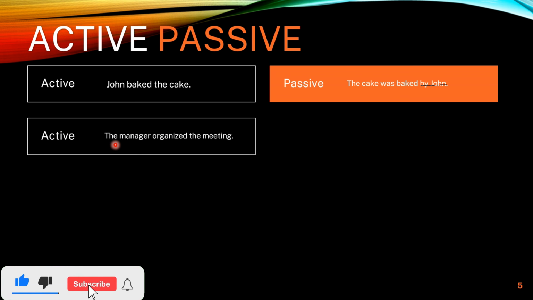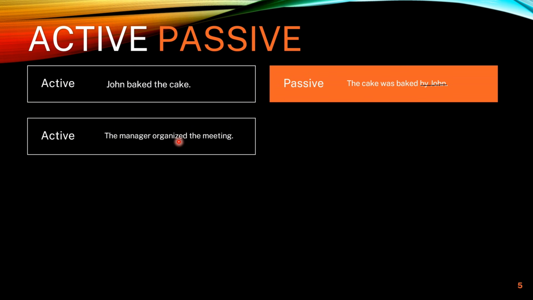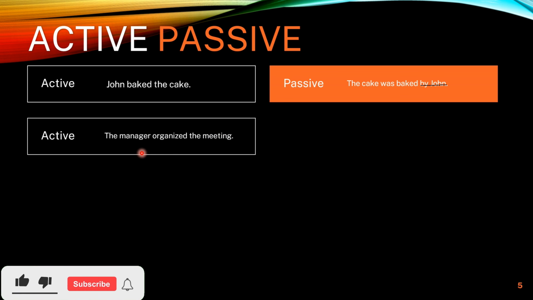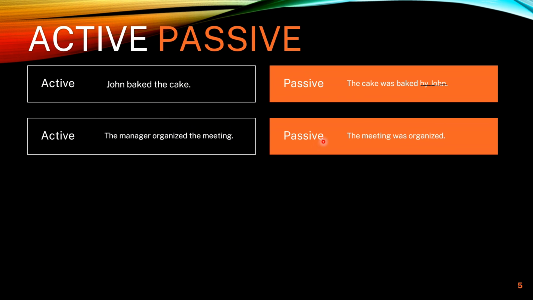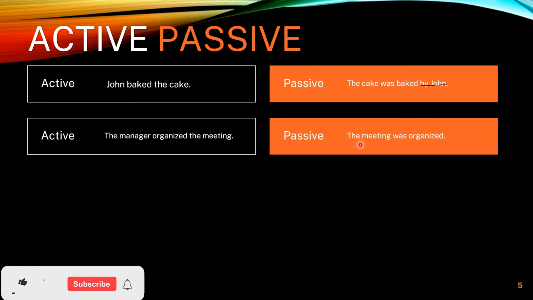In the active sentence structure, we have the subject, the manager, organized verb form plus the meeting. What have we organized, the purpose, the meeting, right? So the manager organized the meeting. Let's understand in passive. The meeting was organized. I haven't mentioned by the manager, but the sentence gives full meaning because whatever we wanted to achieve, we have already achieved, or we are talking about that purpose. Has that purpose been done or not?